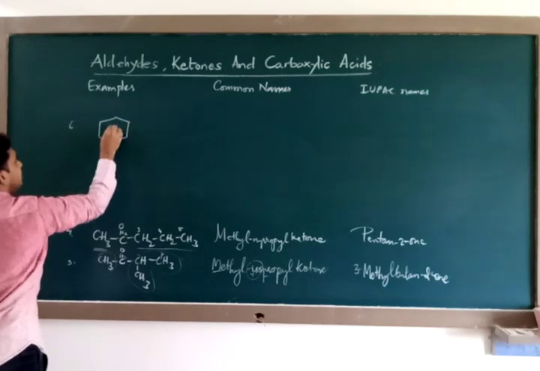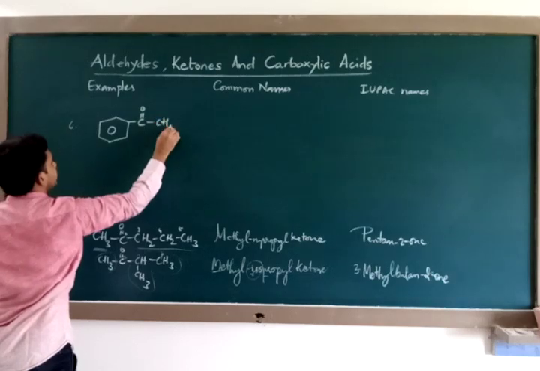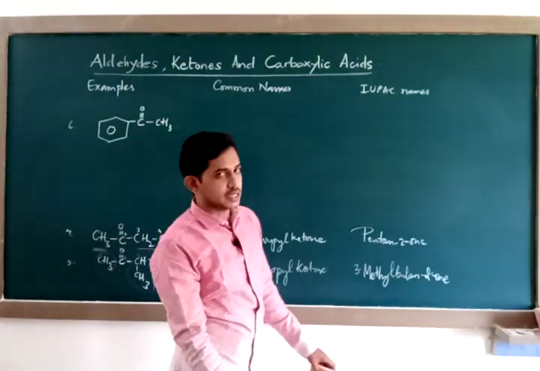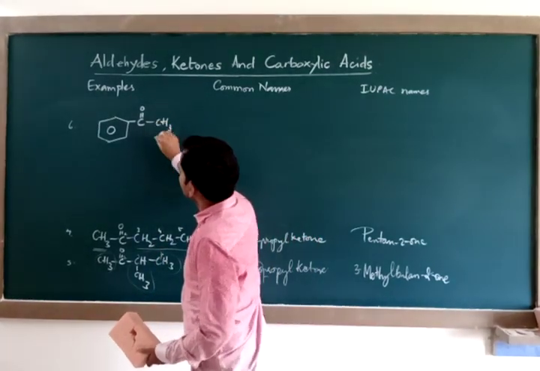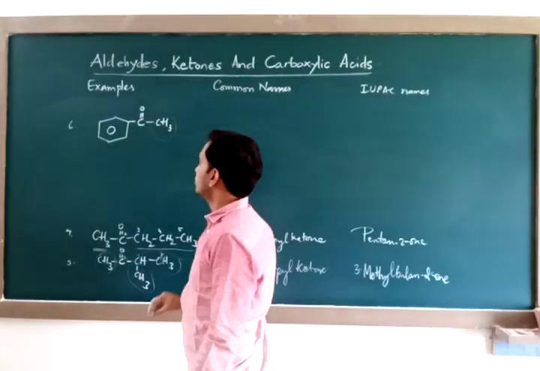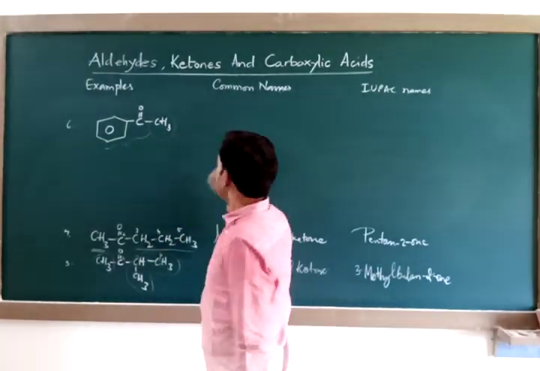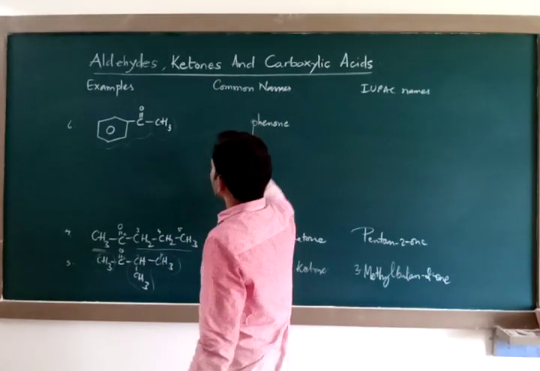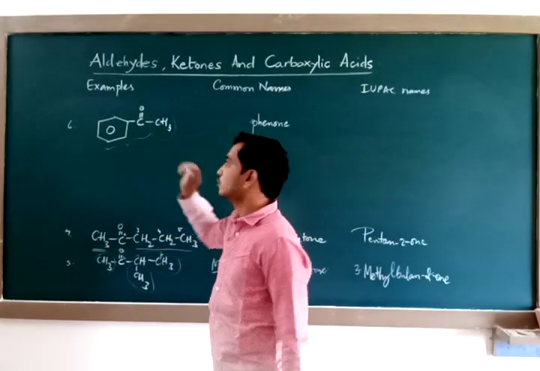One side you will have benzene ring this time. Ketone group remains same, followed by an alkyl group. So this is an example of mixed ketone. How do you name this compound? One side you have methyl group, but this part in aromatic ketones is called phenone. If ketone is attached to benzene ring, then it is called phenone.